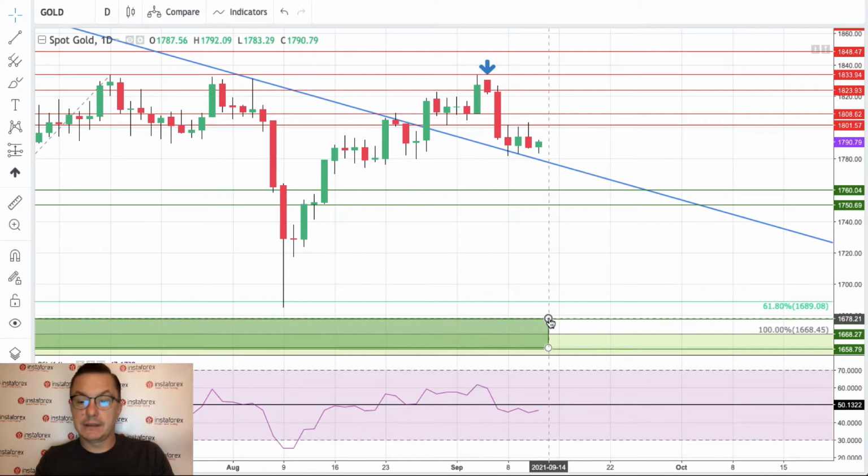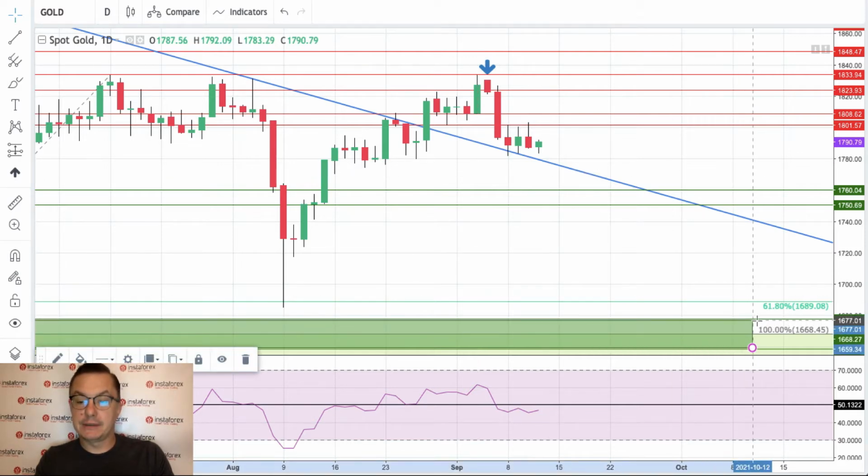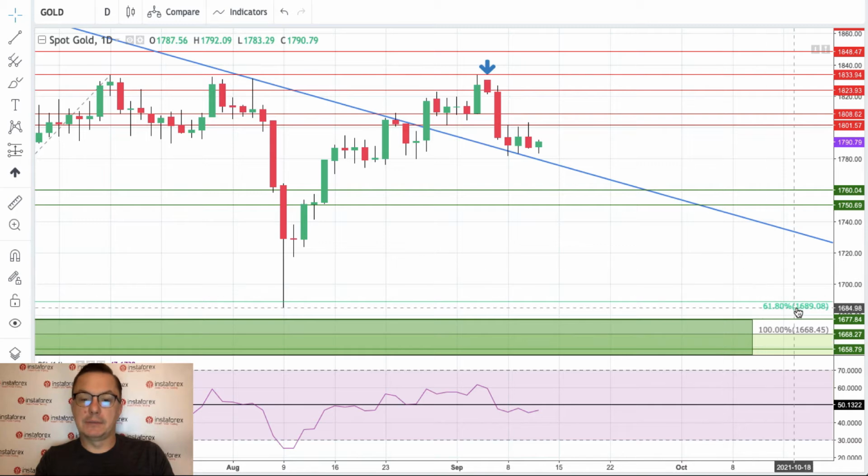Of course, the ultimate target is again 61%, but this one had been tested already, so we're just keeping it for the purpose of the price projection.